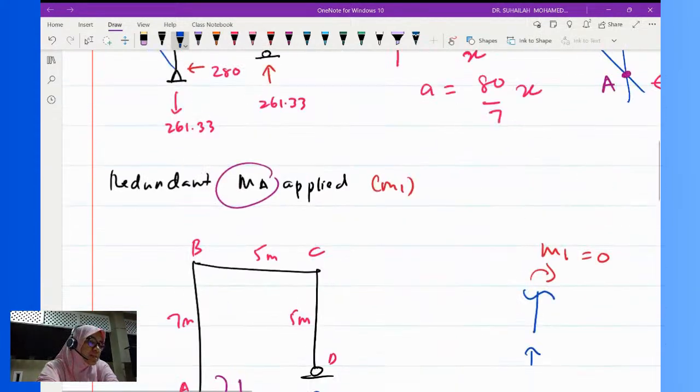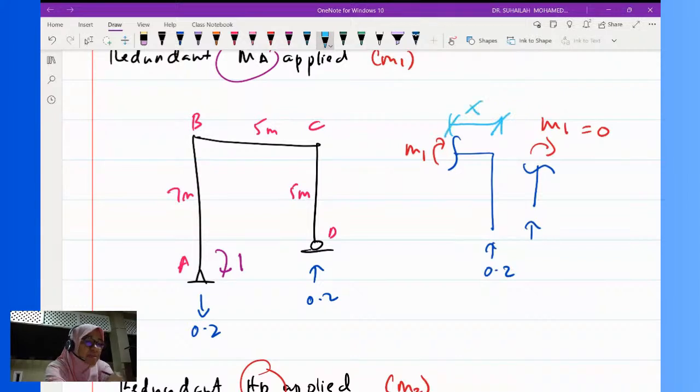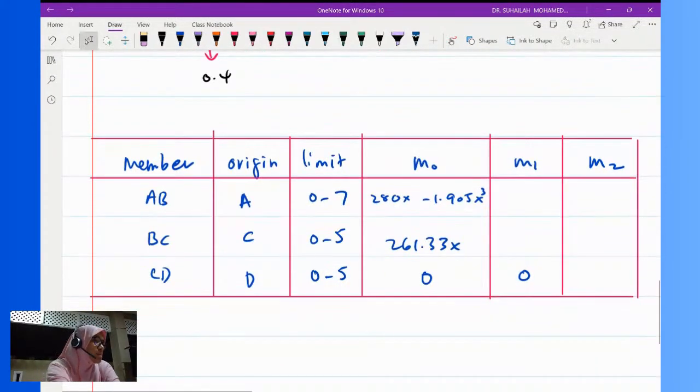Okay, next is member BC. Member BC is like this. We have 0.2. This is M1. Remember the x is this distance. This is x. So it is 0.2x.